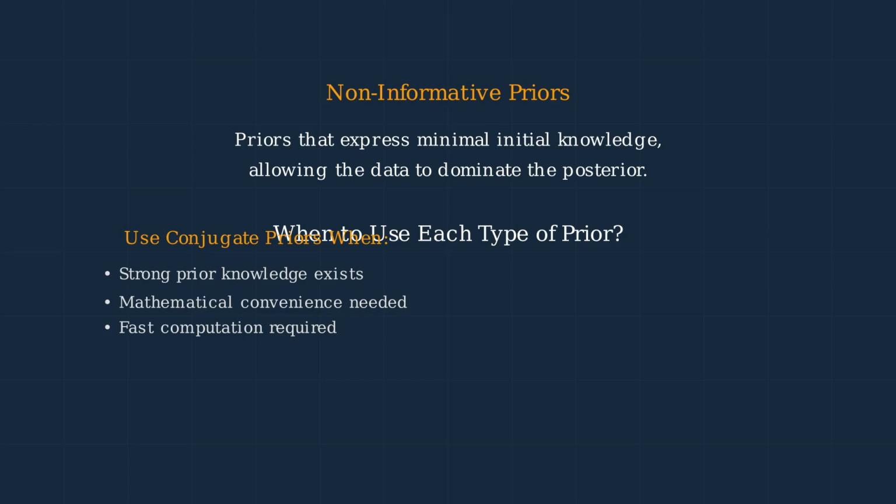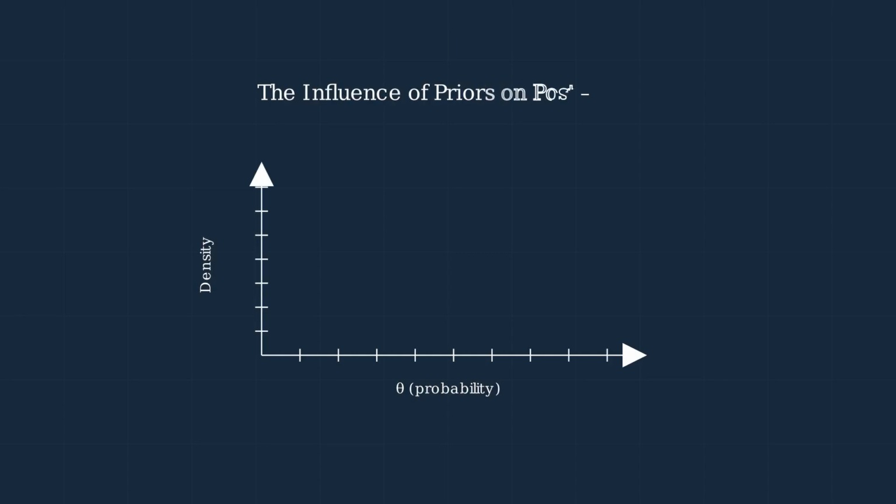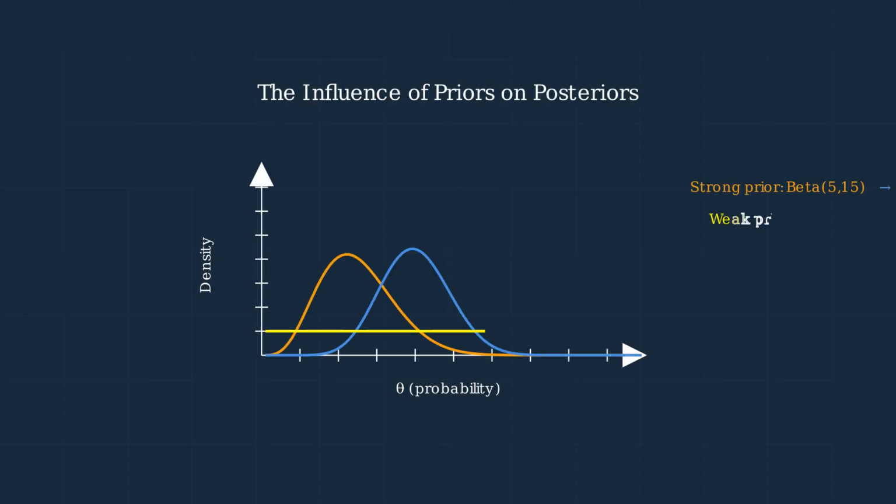Use conjugate priors when you have strong prior knowledge, need mathematical convenience, or require fast computation. On the other hand, use non-informative priors when you have little prior knowledge, want the data to drive your conclusions, or need a more objective analysis. The choice of prior can significantly influence your posterior distribution, especially with limited data.